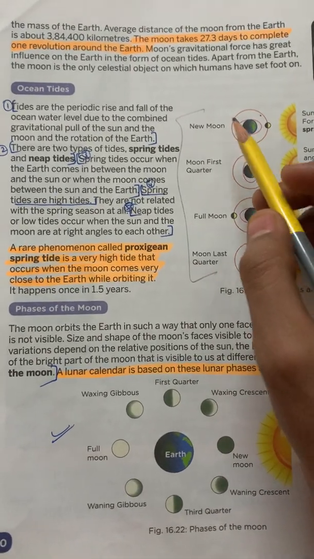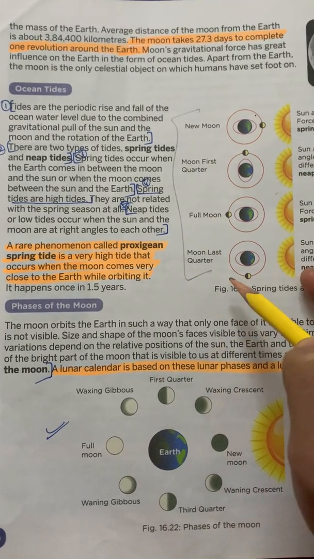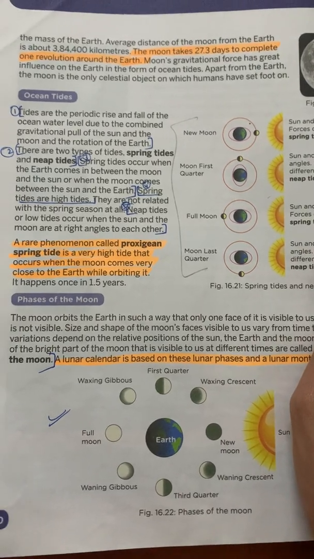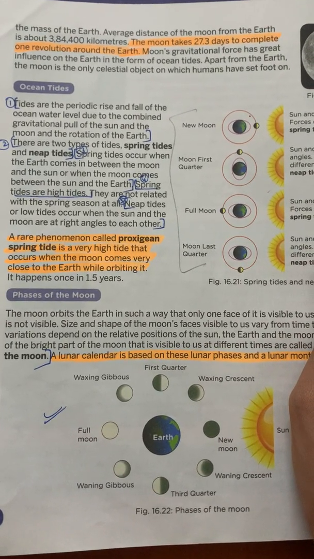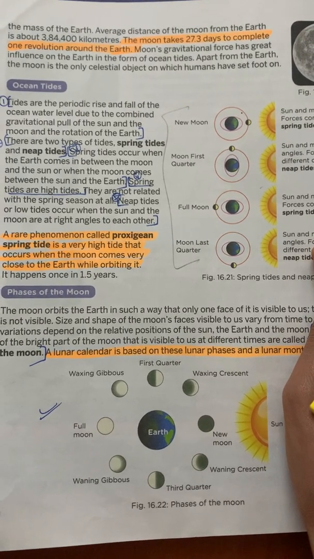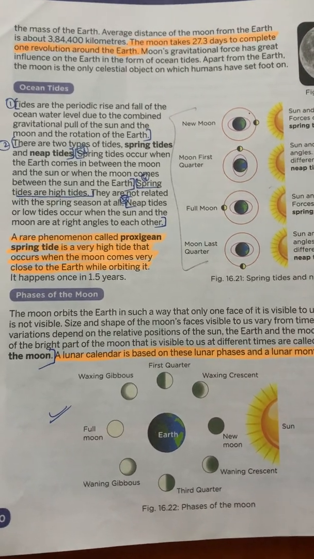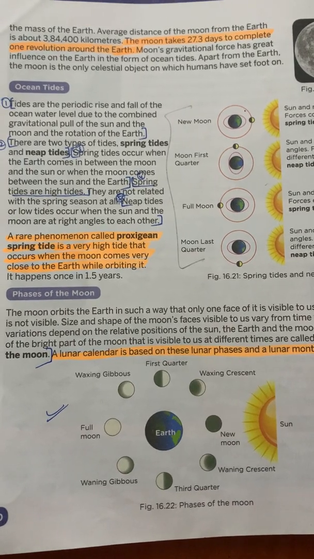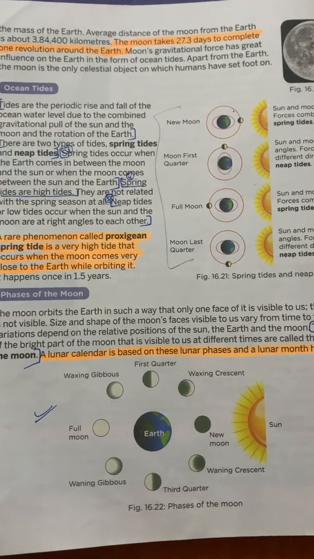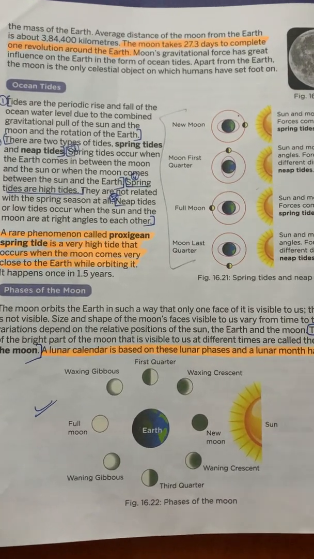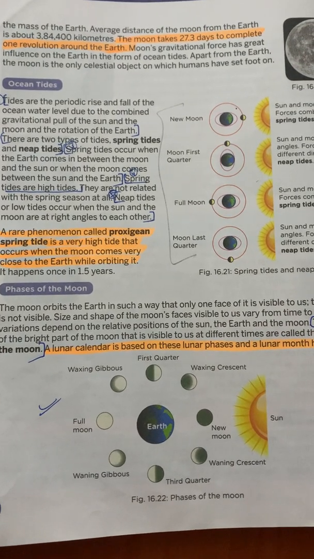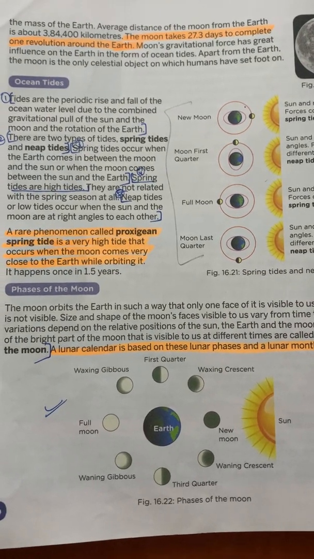Ocean tides, sorry. When it comes to ocean tides, there are two types of tides. What are tides? First of all, tides are the periodic rise and fall of the ocean water due to the combined gravitational pull of the sun and the moon and the rotation of the earth. So generally it is just the rise and fall of the ocean water level. There are two types of tides: one is spring tides, another is neap tides.